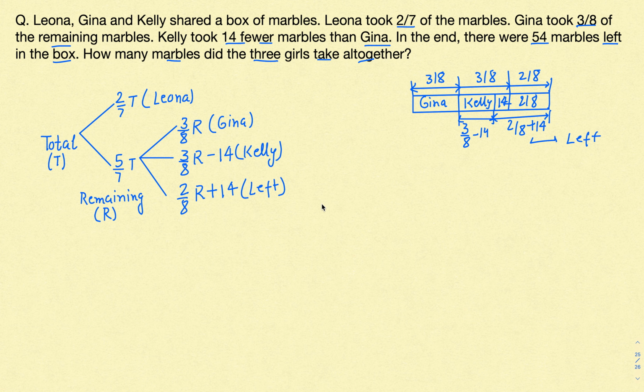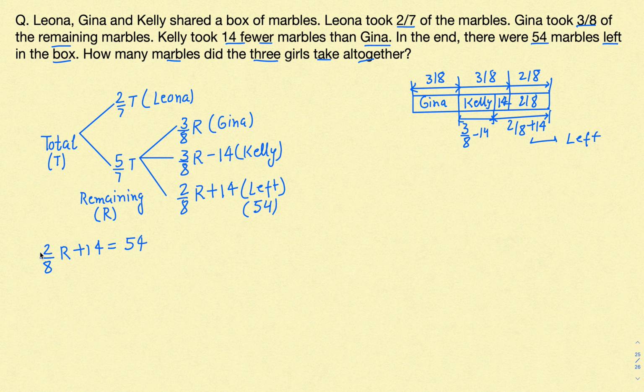So, what else do we have? From the question, in the end, there were 54 marbles left in the box, right? And from here we also get that the left number of marbles is 2 by 8 of remainder plus another 1 by 4. Since the left number of marbles is 54, we can write 2 by 8 of remainder plus 1 by 4 is equal to 54.